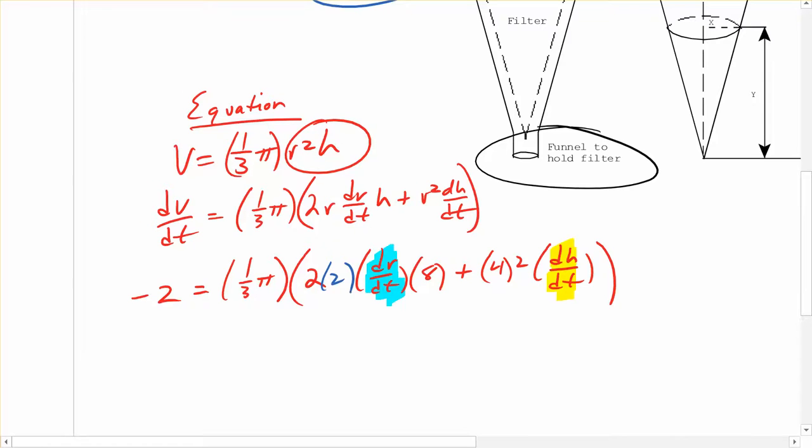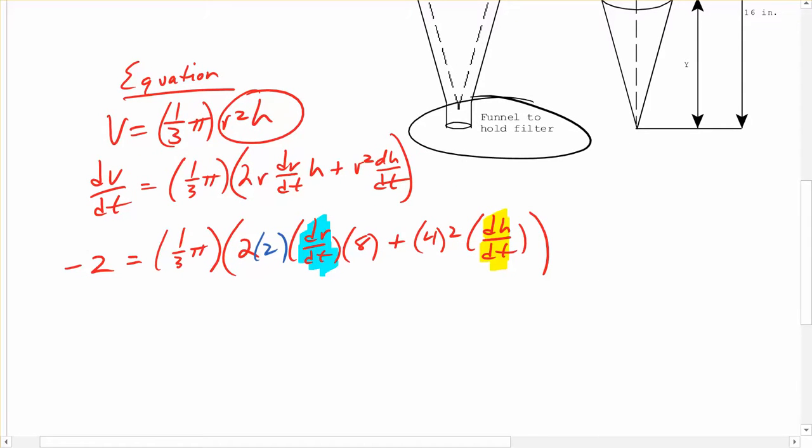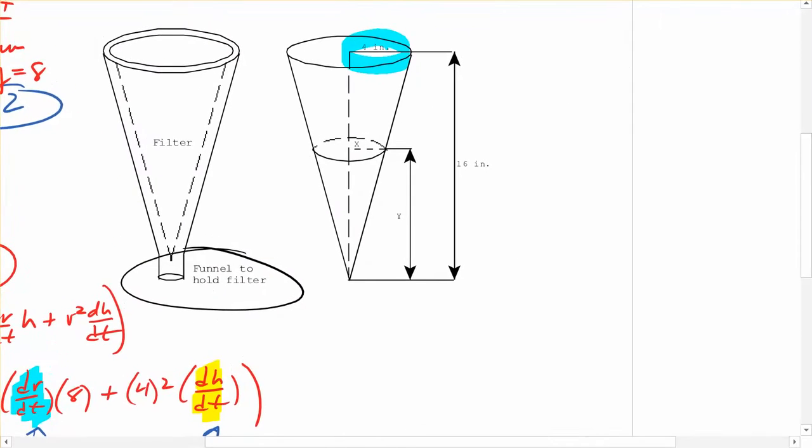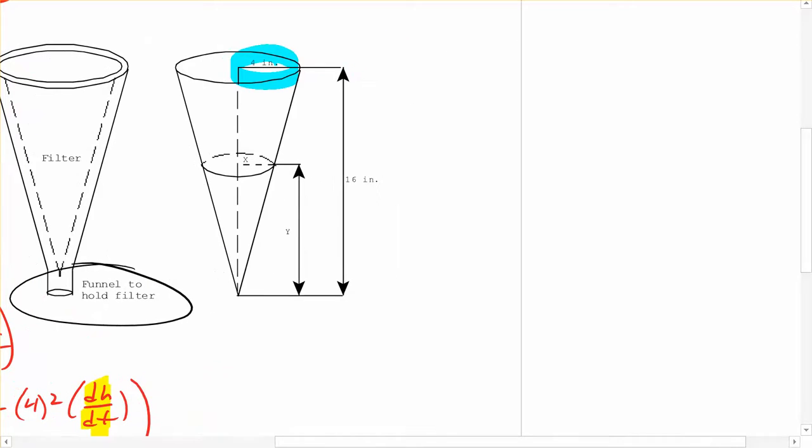But the thing we need now is what? We need that blue thing. We need dr dt. So if we want to know two different things, we might want to get a relationship between the two. Do you see triangles? So this was h, right? And the r values are right here. Does everybody see what I'm talking about? If this is h?